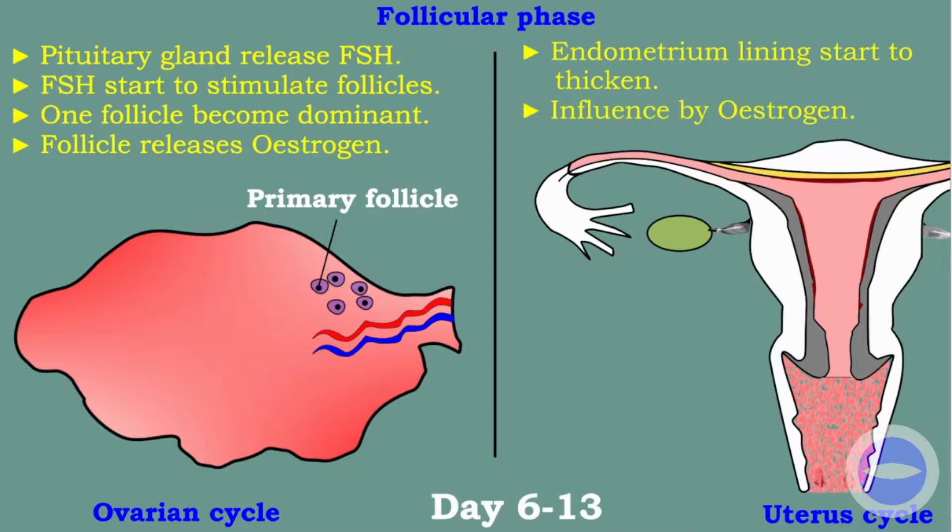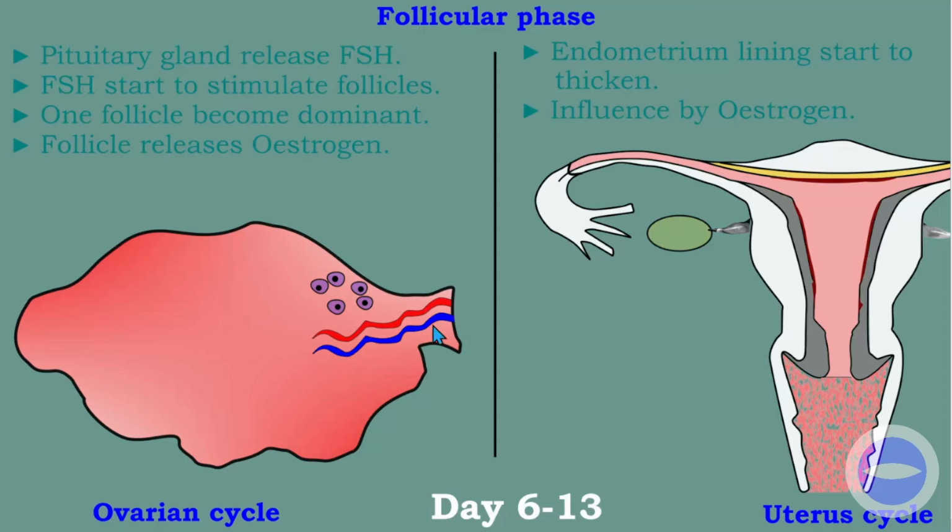So let me do some animation. Now we will look here at the ovary, and then we will focus again here on the uterus. Here, as we can see, one follicle has grown, and the thickness is starting to grow again.